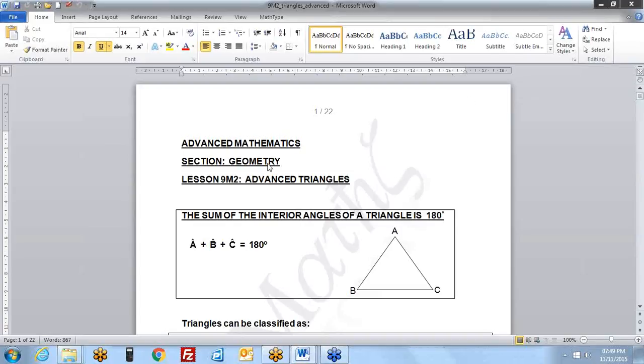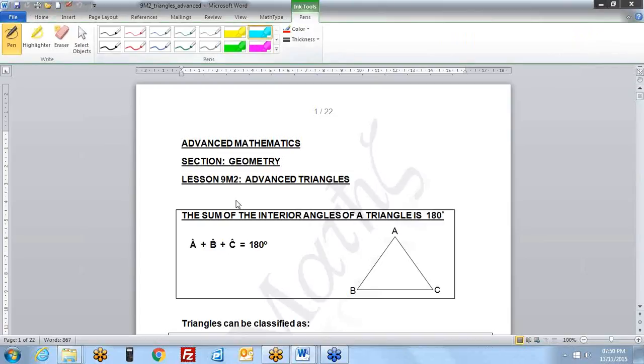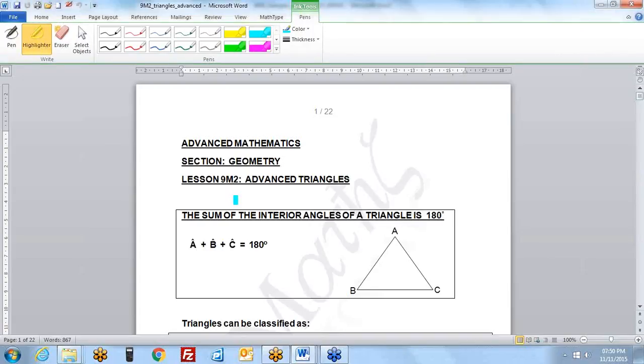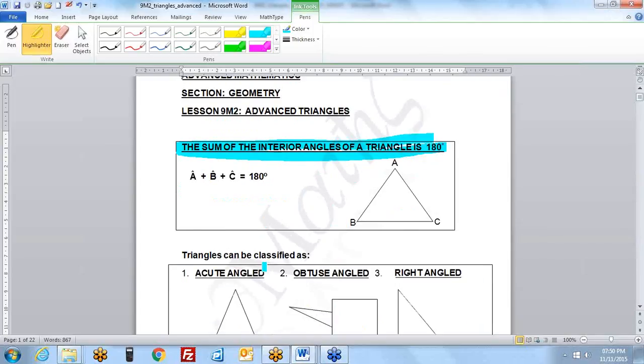Right, we're starting with lesson 9M2 and it's on advanced triangles. So firstly, we're going to look at the following information. We're busy still with geometry. The sum of the interior angles of a triangle is 180 degrees. So in other words, when you add angle A, angle B, and angle C, you get 180 degrees.